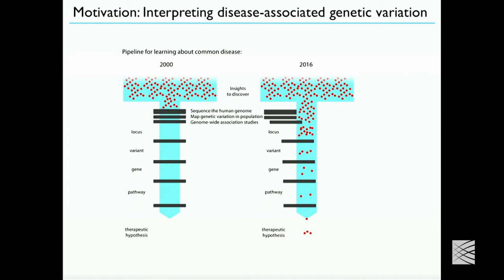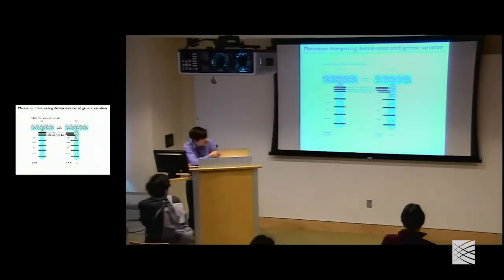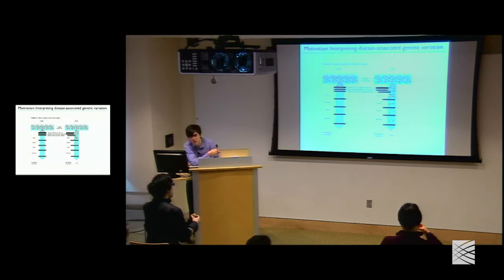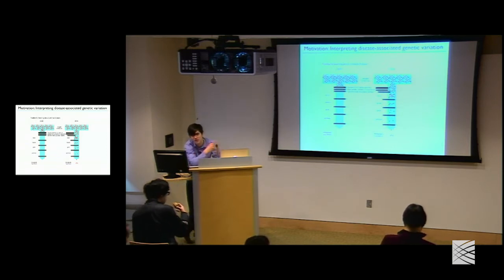But there are very few where we've actually made it down through this full pipeline of understanding and converting that into a therapeutic hypothesis, by which we need to understand the variant that's involved, the gene that's being regulated, and the pathway that that gene acts in. And the major goal in human genetics now is essentially to move these thousands of loci that are associated with dozens of different diseases to this spot here, where we can actually hand it off to a pharmaceutical company to go develop a drug.